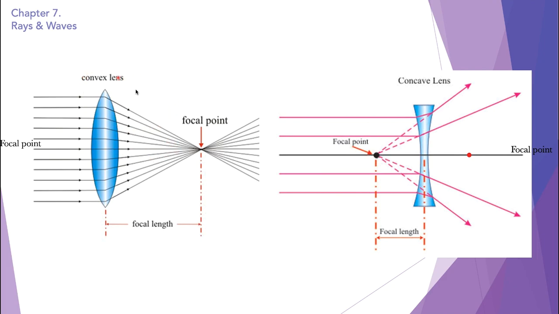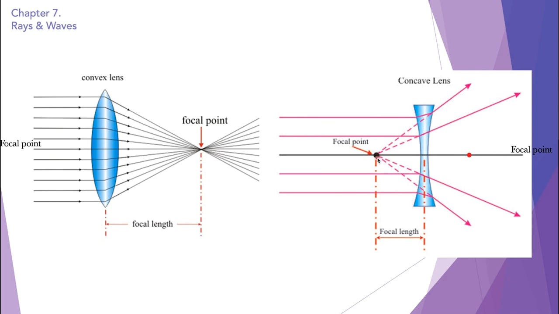Convex lenses are converging lenses. They make the rays converge, and the point where they converge is called the focal point. The distance of the focal point from the lens is the focal length. So a convex lens is a converging lens, whereas a concave lens is a diverging lens. It makes the rays spread out like this. And the focal point of this lens can be found if we extend these rays behind. So the point where these rays appear to converge and from there spread out, that is the focal point.